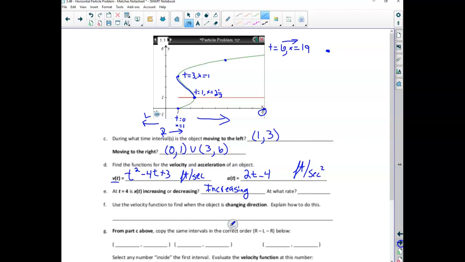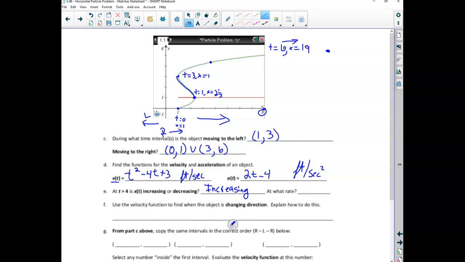Oh, I'm a little high. I don't think I'm going to be able to get that guy. Let me get him there. There's my t equals 4 because it's off my t-axis on the right. Okay. So is my function increasing? Yeah, it's going up. I can see my position at t equals 4 is moving to the right. Therefore, it's increasing. At what rate is it increasing?